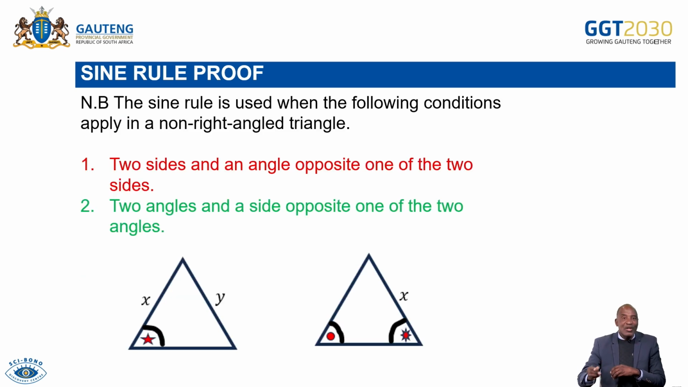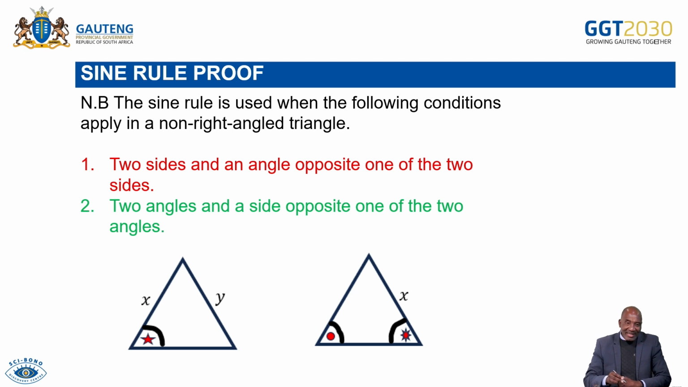The question is, when do we use this sine rule? The sine rule is used when the following conditions apply in a non-right angle triangle. When you are given two sides and an angle opposite one of the two sides, you can apply the sine rule to find a missing side. When two angles and a side opposite one of the two angles are given, you can also apply the sine rule to find whatever is missing in that triangle.